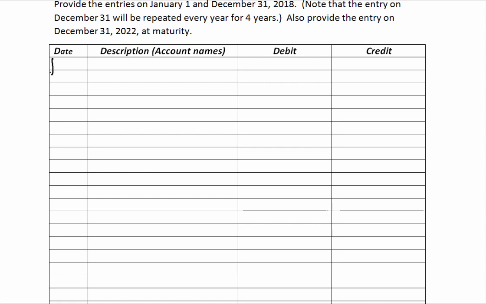So what happens on January 1st, 2018? What do we get? We get cash of $120,000. And what do we give away? We give away a note payable, $120,000. Now remember, we're not making monthly payments, we're making annual payments. So nothing happens for all these months. We fast forward to December 31st, 2018, and we're actually going to pay the interest on this loan.